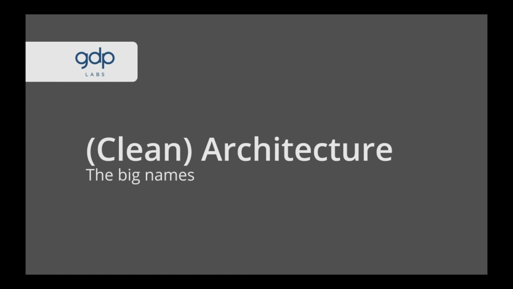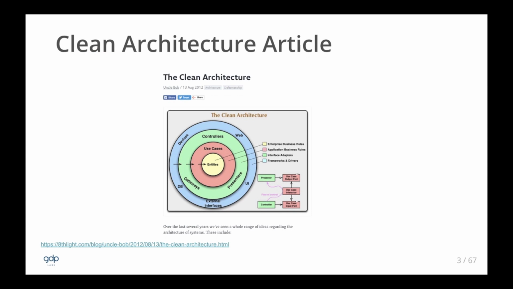Let's start with the title itself, Clean Architecture. Most of you must have known about this article. It's pretty famous. It was probably the first time Uncle Bob coined the term clean architecture, and it was in 2012, 6 years old by now, but it was not the first time someone came across with some name for architecture.